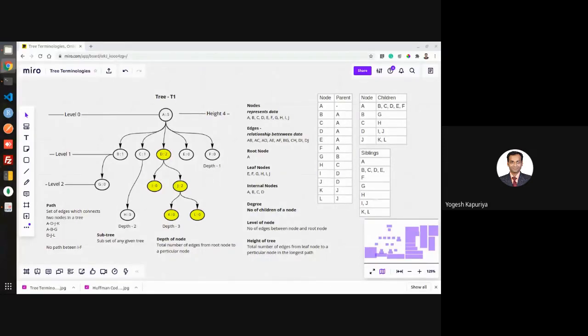I am not stopping the session because I want to discuss something on design engineering. Okay. So that's all about data structure.